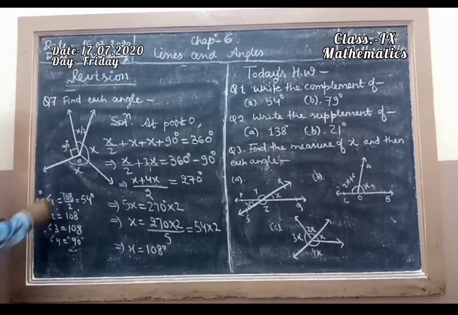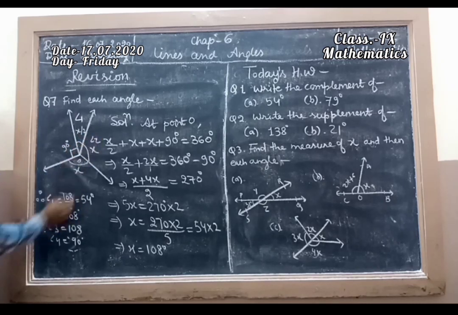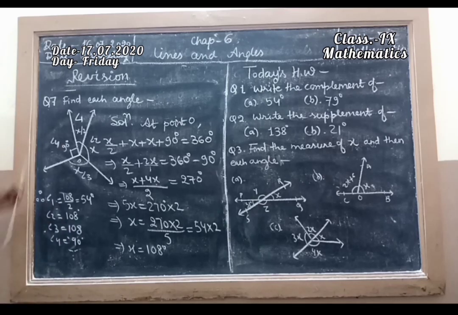Now angles. Suppose this is angle 1. Angle 1 equals x by 2, 108 by 2, 54 degrees. This is angle 2. Angle 2 equals 108. This is angle 3. Angle 3 is also equal to 108. This is angle 4. Angle 4 equals 90 degrees. So in this manner we got each angle.